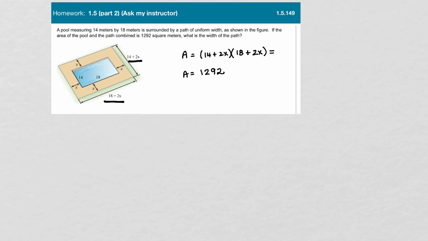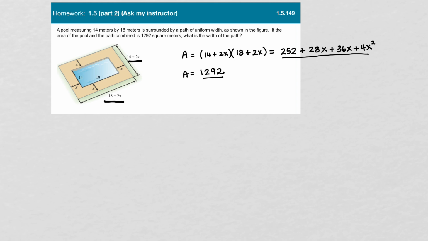So if I FOIL this 14 plus 2x times 18 plus 2x, let's see what we get. So 14 times 18 is 252. The outer would be 14 times 2x, and that gives me 28x. The inner is 2x times 18, that would be a plus 36x. And then the last is 2x times 2x, which is 4x squared. Okay. So now I can say that this is equal to this.